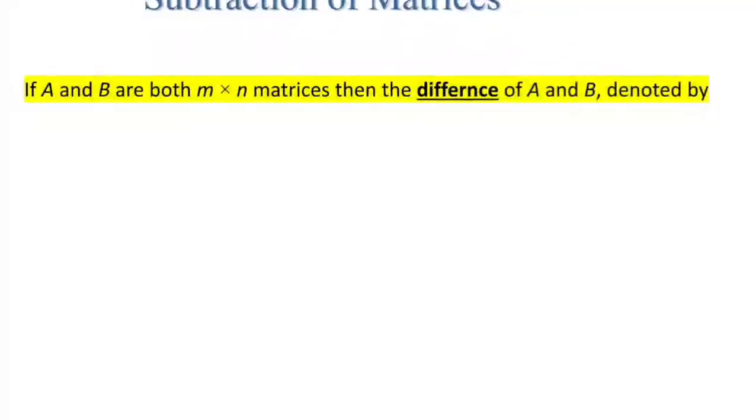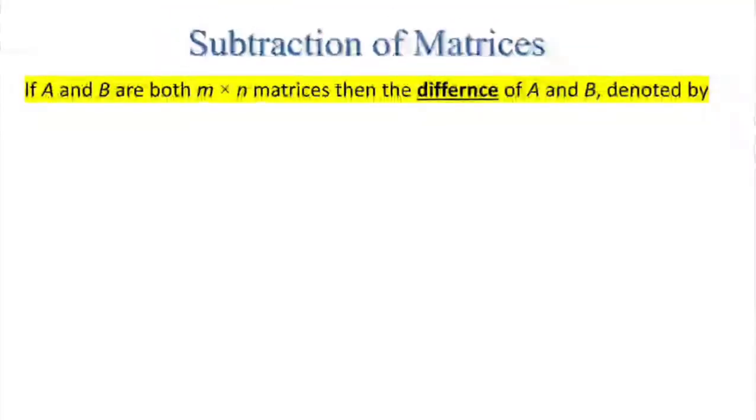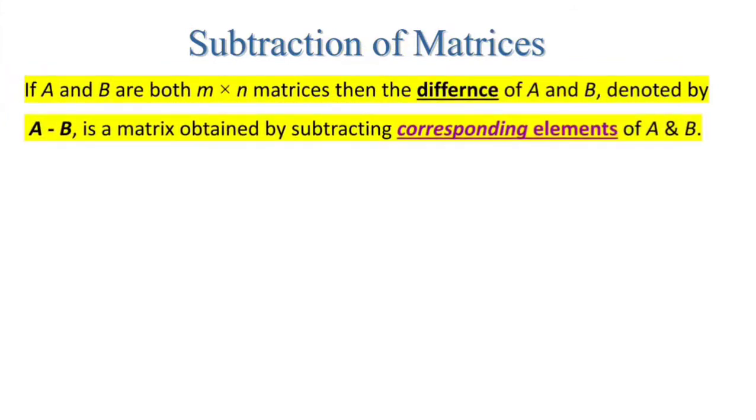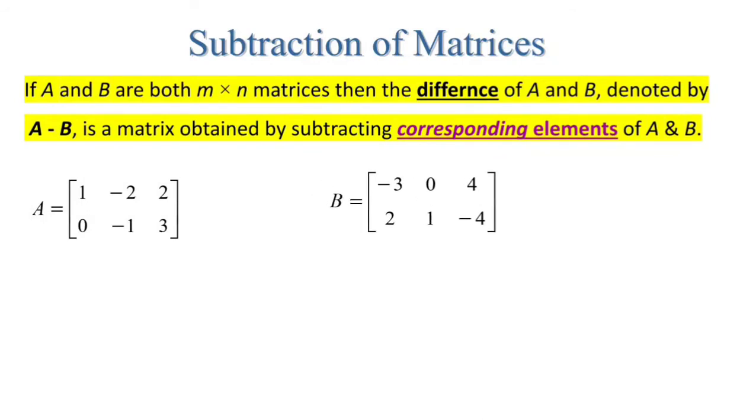Now the scalar multiplication. Subtraction is also similar. What is subtraction? The order should be the same, and the subtraction of corresponding elements. Same procedure. The subtraction of two matrices A and B is denoted by A minus B and is obtained by subtracting corresponding elements of A and B. For example, A is 1, minus 2, 2, 0, minus 3, minus 1 and 3. B matrix is minus 3, 0, 4 and the second row is 2, 1, minus 4.